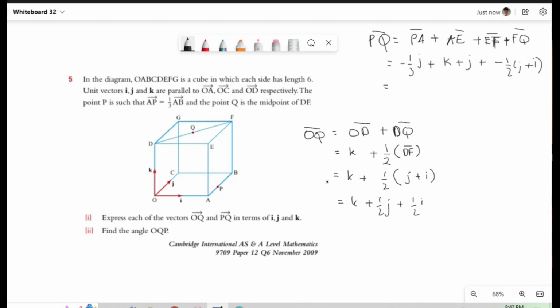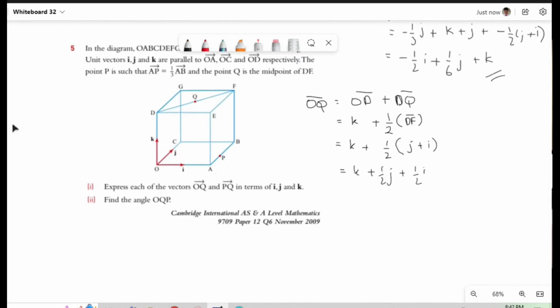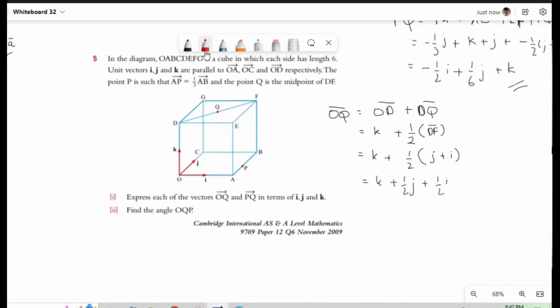So it becomes negative half i plus 1 over 6 j plus k. So this is the simplest form of PQ. This is the expression of PQ in terms of i, j, and k. So we have already answered the first part of the question.